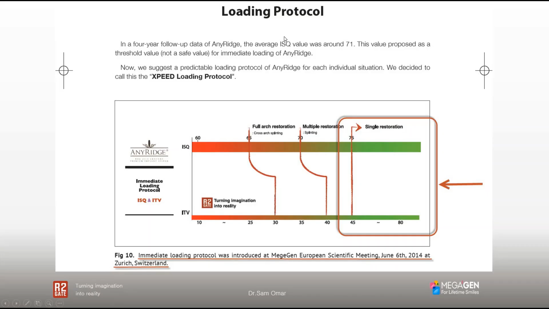So when I went back to my loading criteria, I found that what I need to load the implants immediately is 45 Newton centimeter, which I only got 25, and I need 75 ISQ, and I only got 68 in this case, which means that it is not ideal to load the implants on the same day.